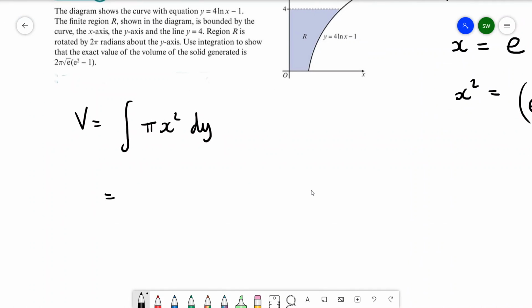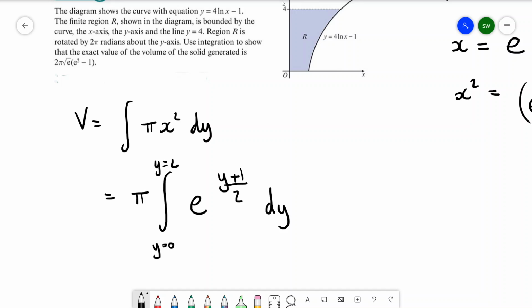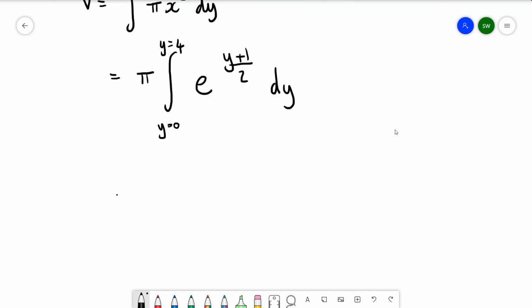So we can substitute that in. I'm going to take the pi outside of the integral, and we're going to have x squared is e to the y plus 1 over 2. And at this point I'm going to put in my limits. I'm integrating from y equals 0 up to y equals 4. So we'll do a formal method with substitution, and we'll look at a quicker way of integrating this.